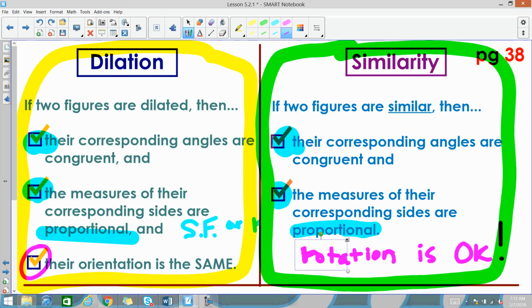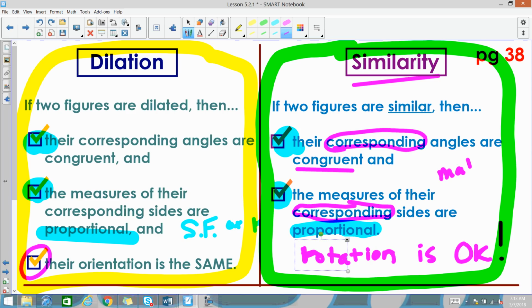Rotation is okay, meaning that we now can look at shapes after they've been turned a little bit, and we can still determine if they are in fact similar by checking if corresponding angles are congruent and their corresponding sides are proportional. And this word, corresponding, I've been using it over the past couple of days. Corresponding means matching. It's the sides that match up with each other. And we'll see what that is.